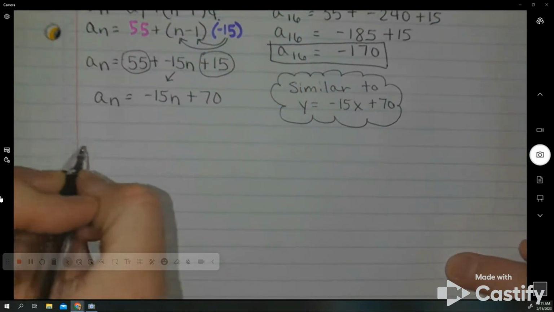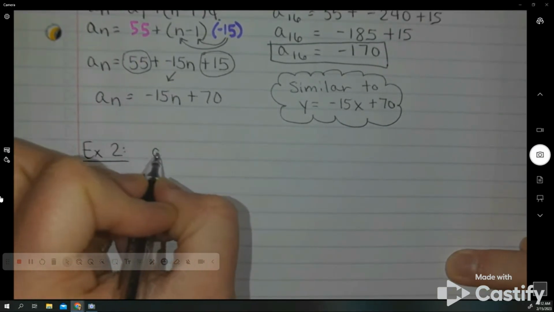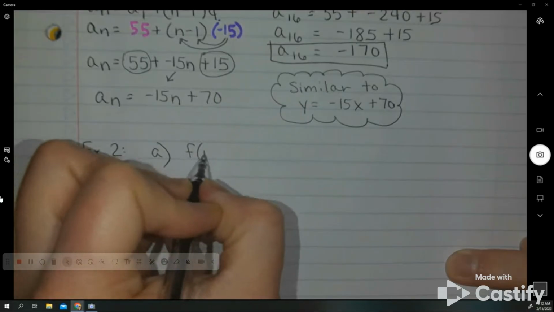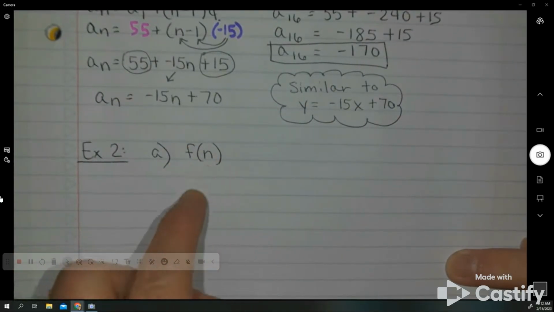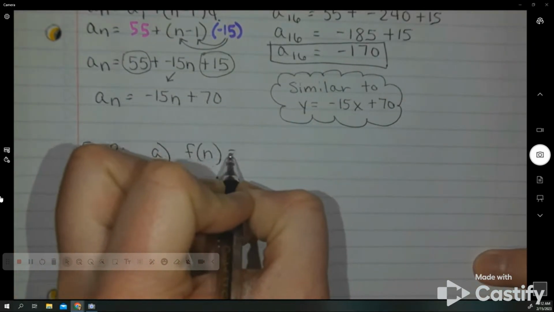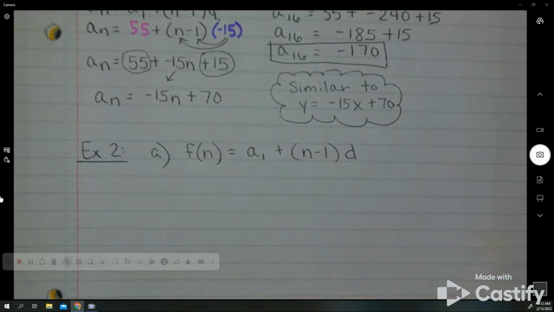Now, I'm going to use f of n for example 2 because it asks for a function. And we want to make sure that we're being true to our function notation. So for part A, we have f of n, which is a similar idea, right? This is a with the sub n. I still can plug in my number for n right here. It's just different formatting, but it means the same thing. And so this equals still a of 1 plus n minus 1 times the d.